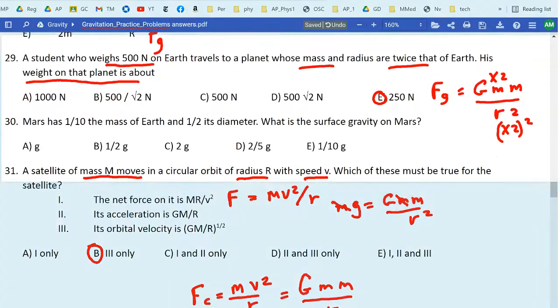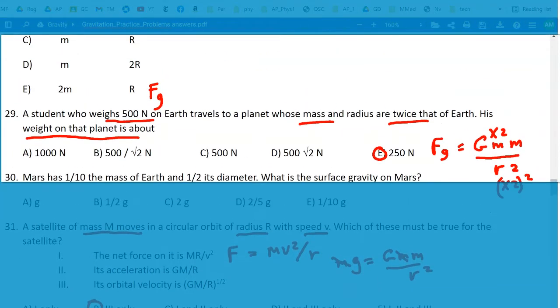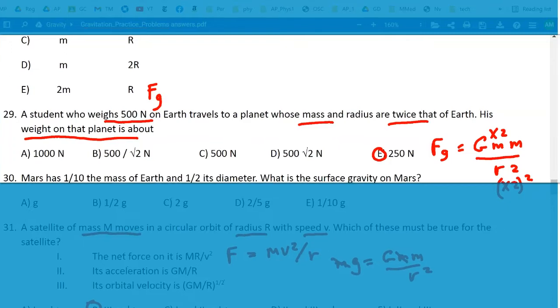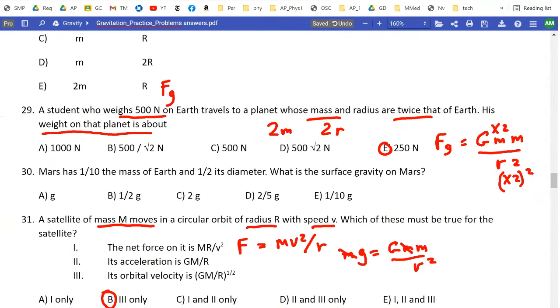And 29. A student weighs 500 newtons, that's the force of gravity, and travels to a planet whose mass and radius are twice the Earth's. So let's get the force of gravity equation that will determine his weight. Double the top and double the bottom, because the mass is doubled. They're saying 2m and 2r. So double the top because the m doubles. Double the bottom, that's double squared. 2 over 4 is a half, so it went from 500 to 250, half.